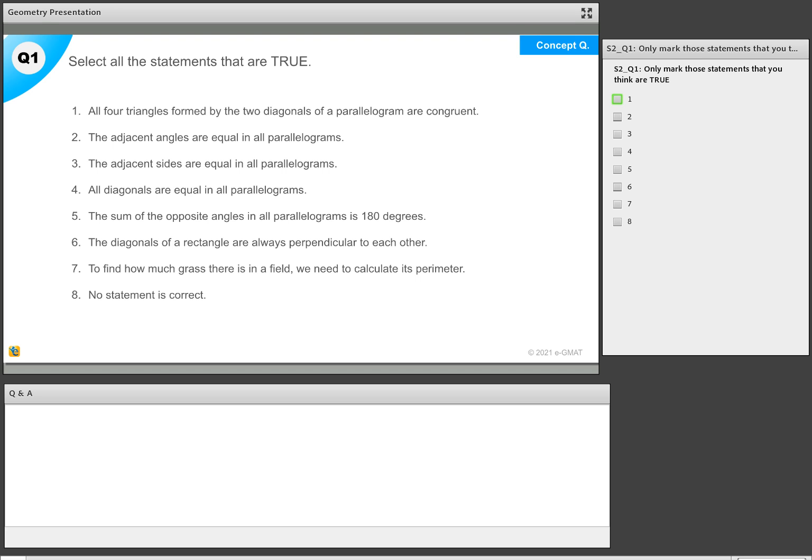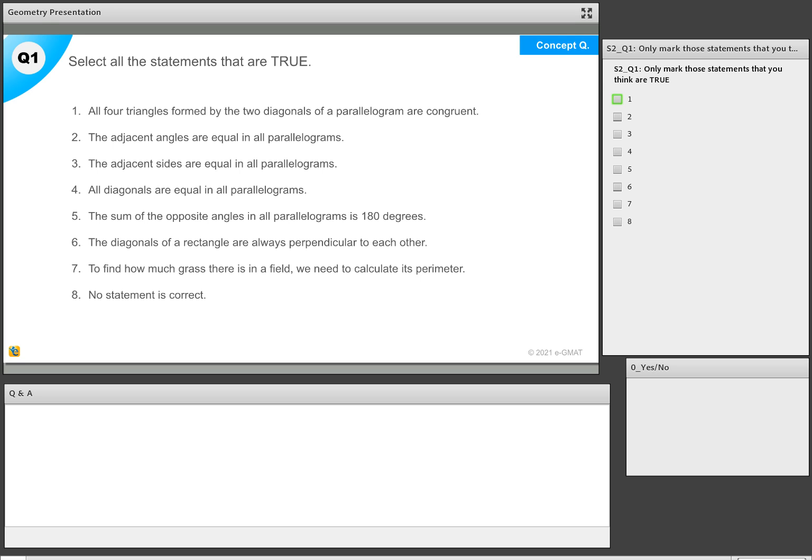Okay, all right, so let's get started with this. Here are your first 7 statements. Go ahead, read each statement carefully and then make a determination whether that statement is correct or not. And when you're done, select yes in the bottom poll. That way I know that you are done.